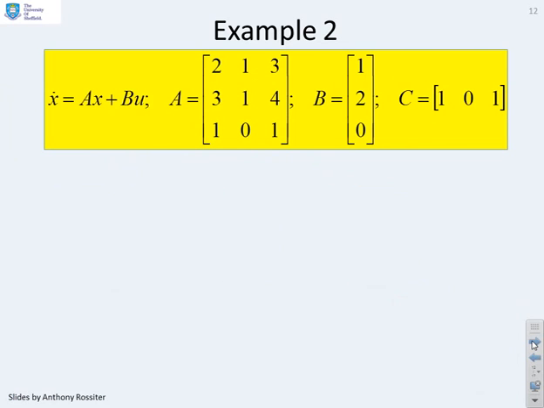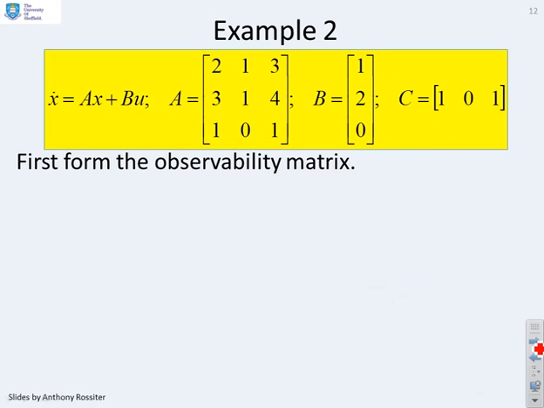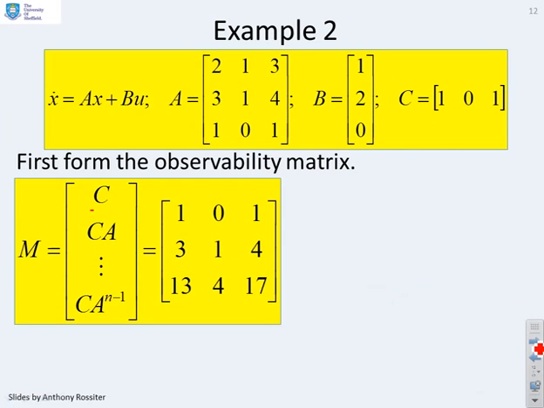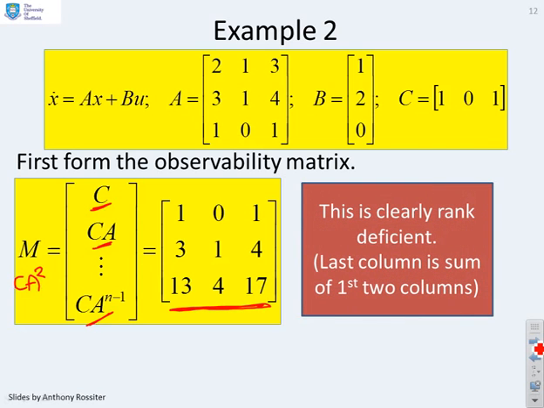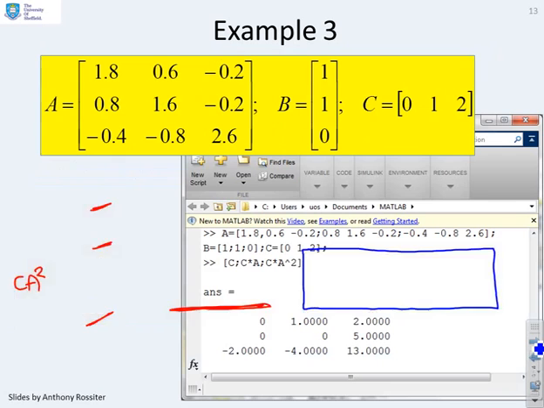Example 2. Again, you've got an A, B, C here, and our test is just form the observability matrix. Now the observability matrix gives us C, CA, all the way down to CA to the n. Here we're going to go as far as CA squared, because this has got 3 states. So here I form it, there's my observability matrix, and what you'll notice, if you're observant, is that this is rank deficient. And the reason I know it's rank deficient is the last column is the sum of the first 2 columns. So if you take the determinant of this M, then clearly you will get 0.